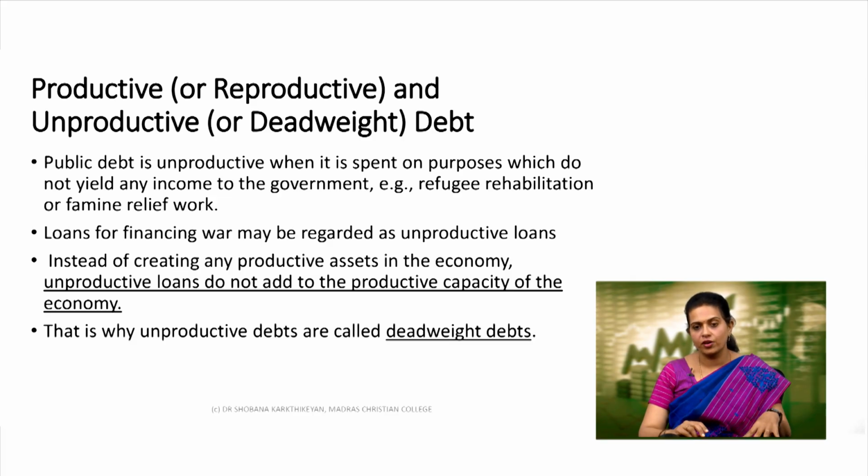Moving on, the exact opposite must be true for an unproductive debt. An unproductive debt does not mean that the debt is unimportant. It is just that it is not going to add to the productive capacity of the nation. For example, when you're talking about refugee rehabilitation or famine relief work, it definitely is important, but it does not really add to the productive capacity. Loans on financing war can be considered an unproductive debt. An unproductive debt is also called a dead weight debt.